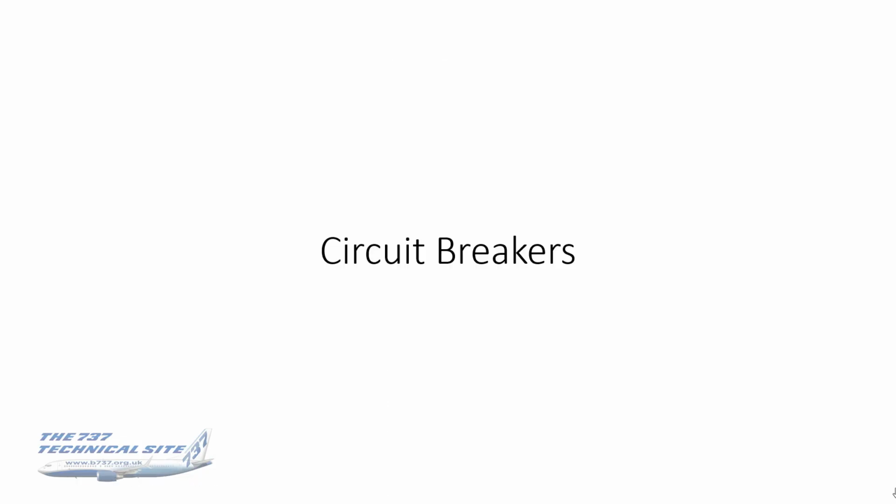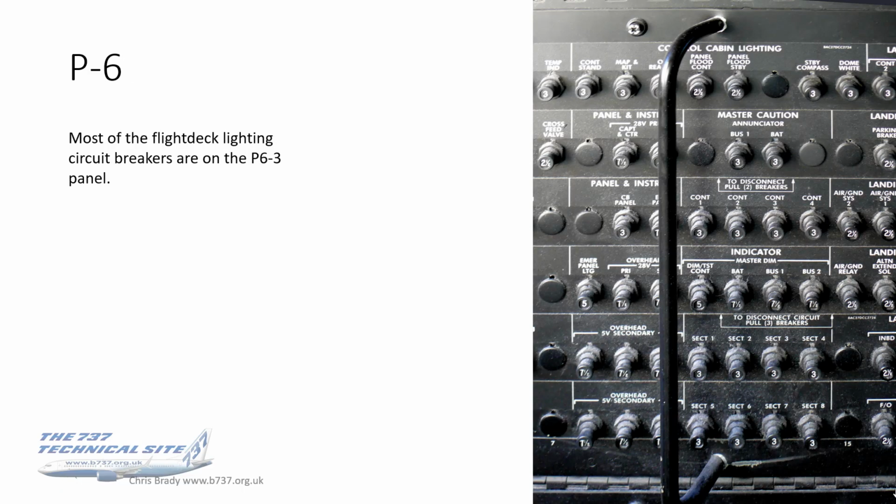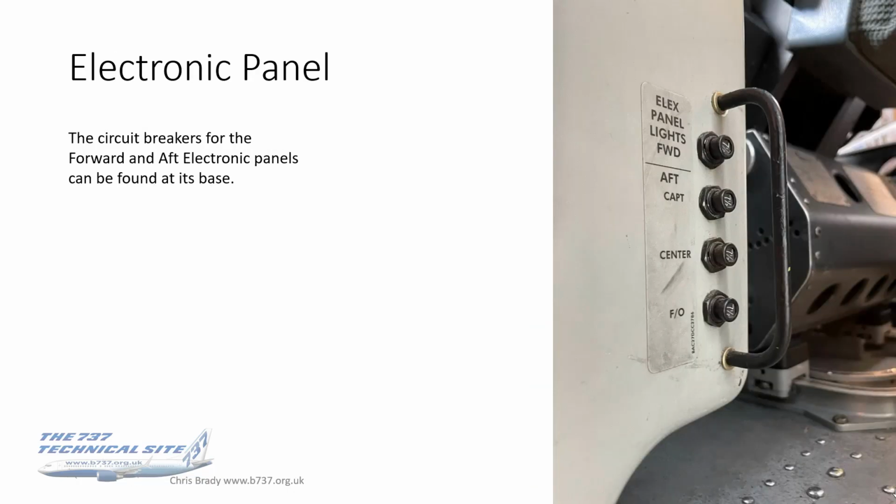Okay, quick word about circuit breakers. We'll finish off with this. P18 panel has got most of the exterior and passenger cabin lighting circuit breakers. It's P18-3 for what it's worth, and you can see them all up there, including the emergency lighting up toward the top left, passenger cabin on the left, exterior lighting on the right, and signs and the like further below. P6 panel has got most of the flight deck lighting circuit breakers. And the electronic panel has got its own circuit breakers there for the forward and aft electronic panels.